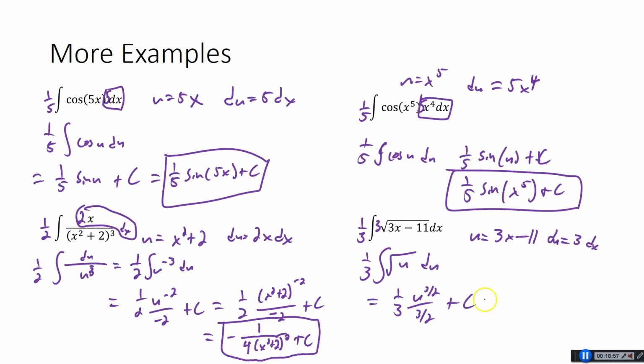So multiply by the reciprocal here. We have 2/9 times u is 3x minus 11 to the 3/2 plus c. Cool. All right, you're getting indefinites now?